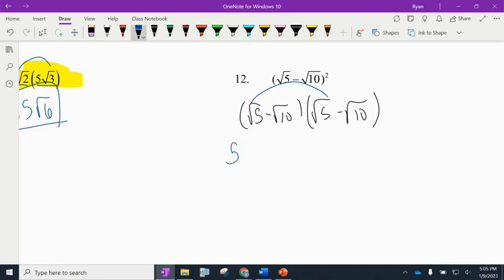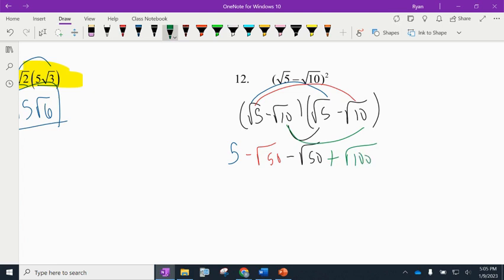Square root of 5 times square root of 5. Square root of 5 times negative square root of 10 is negative square root of 50. We're going to multiply our insides, minus square root of 50 again. Then multiply the last. Negative times negative is positive. Square root of 10 times square root of 10 is square root of 100.